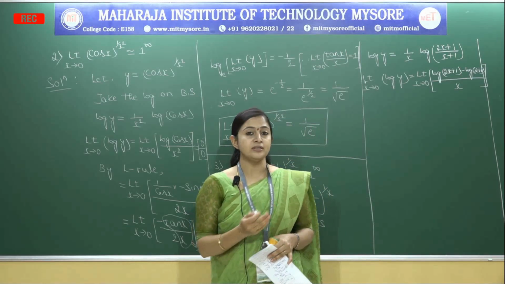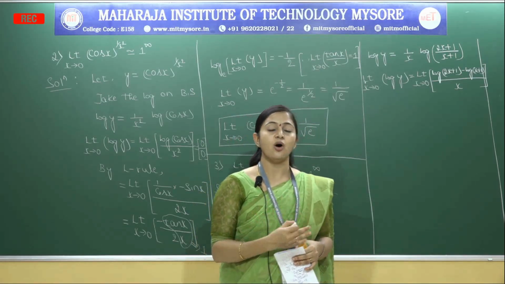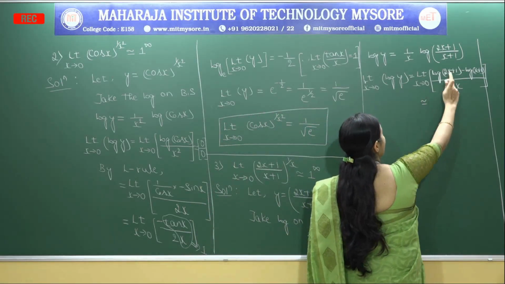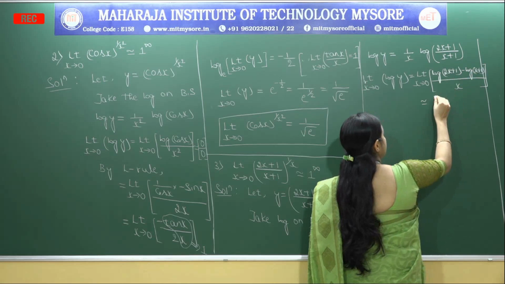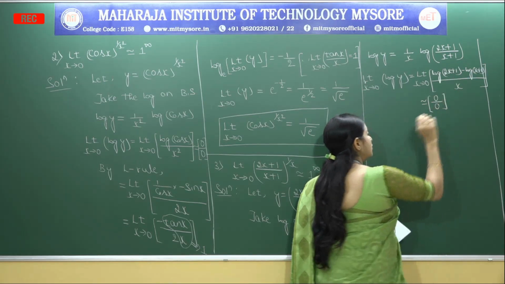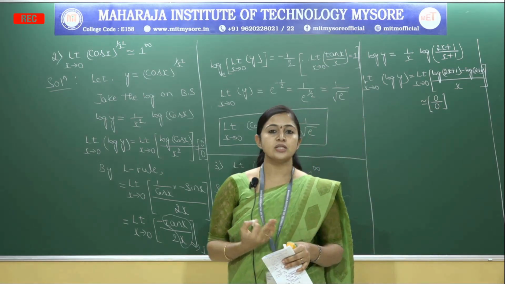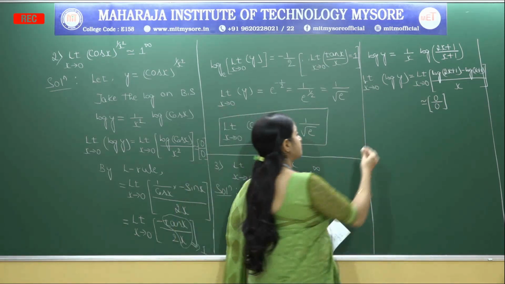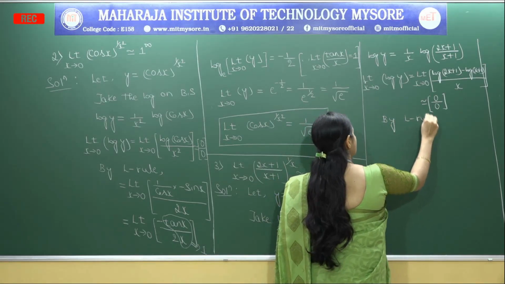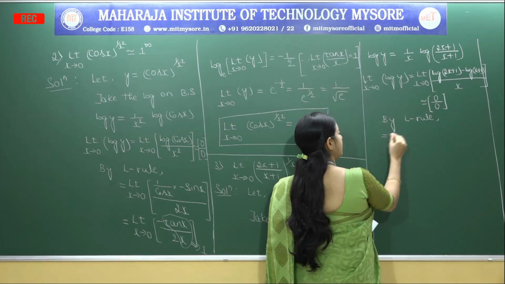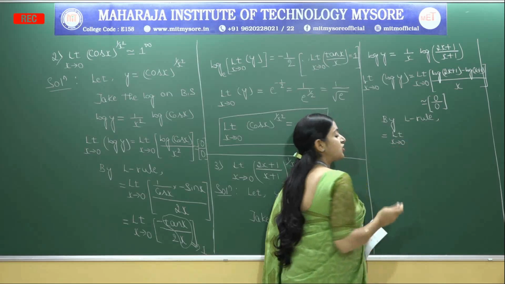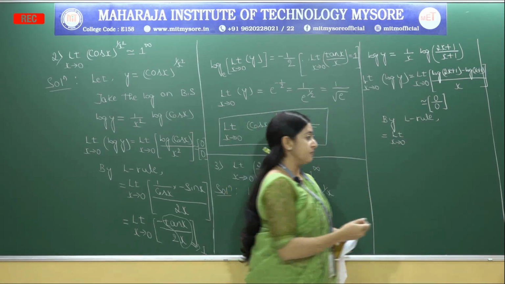Then apply the limit, check whether it takes the 0 by 0 or infinity by infinity form. If the first term, log 1 minus log 1, you will get 0 in the numerator and 0 in the denominator. So the given problem is reduced to 0 by 0 form. Then apply the L'Hospital rule to the RHS part. By L'Hospital rule, for the LHS part, limit of x tends to 0, differentiate the numerator and denominator separately.